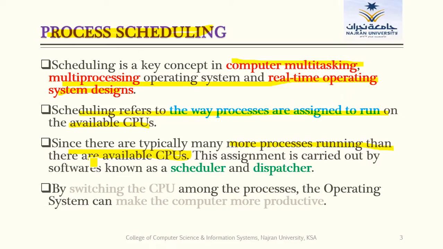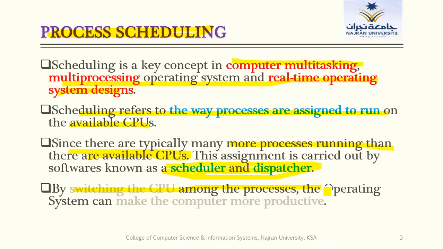We have some software that is called the scheduler or dispatcher. They are making a schedule for processes. So how is it achieved? By switching the CPU among the processes. If you remember, we discussed CPU switching from process to process in lecture week number 4, I think. How the CPU is switching from one process to another process. This is also time sharing. The concept of time sharing is here, that is, switching the CPU. In this way we can make the computer more productive.